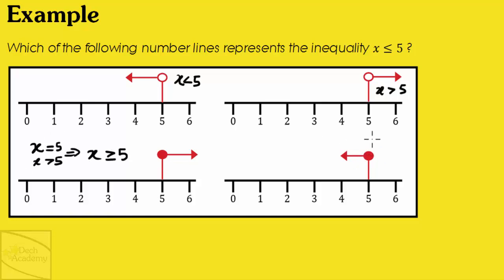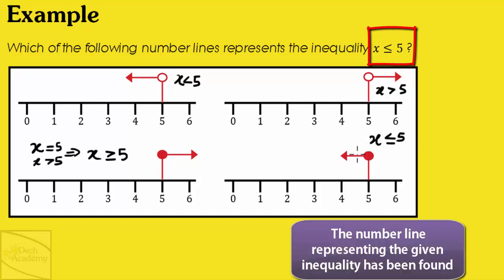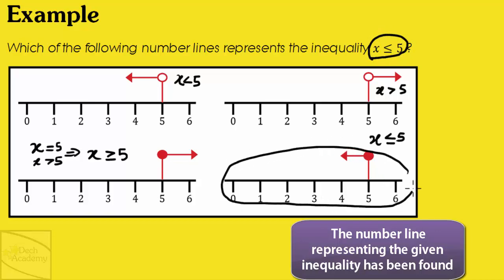This number line similarly tells us that x is less than or equal to 5. The shaded circle tells us that x can be equal to 5. The arrow pointing towards the left tells us that x can be less than 5. We are required to identify the number line telling us x is less than or equal to 5. And that's this last number line, this one here. This is the correct option.